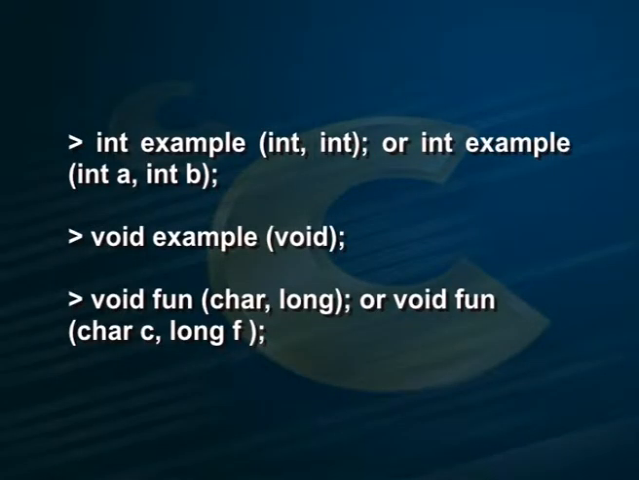int example(int); or int example(int a, int b); Next one, void example(void); Another one, void fun(char, long); or void fun(char c, long f); The names of the arguments within the function declaration need not be declared elsewhere in the program, since these are dummy argument names recognized only within the declaration.